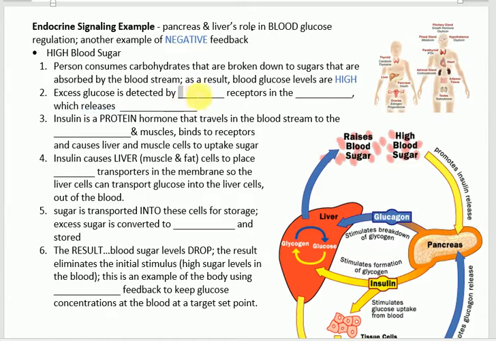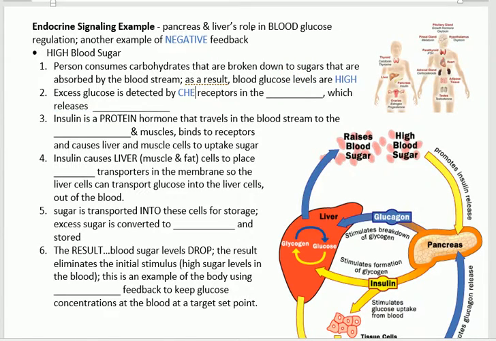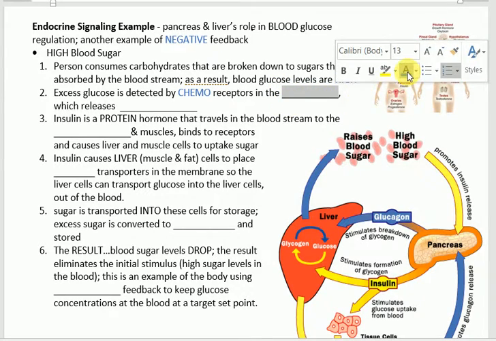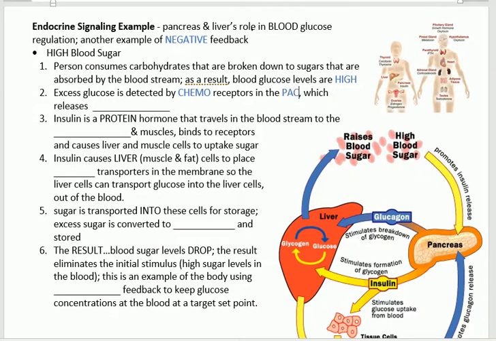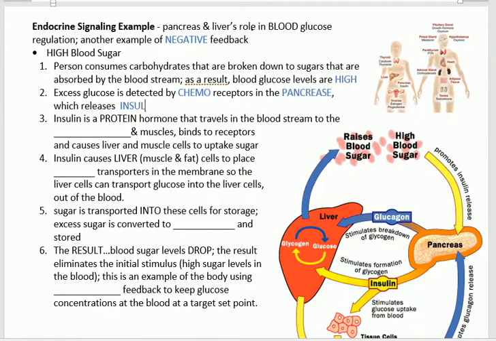So the excess glucose levels are going to be detected by chemoreceptors that are located inside of our pancreas, which is then going to release insulin to control those blood sugar levels.